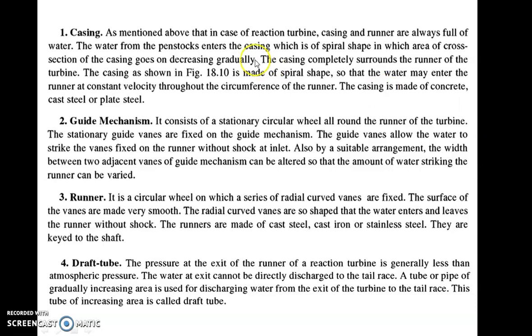Casing: as mentioned above, the casing in the case of a reaction turbine is always full of water, and the water from the penstock enters the casing which is of spiral shape. Spiral shape means the area goes on decreasing gradually, and the casing completely surrounds the runner of the turbine. It is spiral so that water may enter the runner at constant velocity. It is given that shape in such a way that to each guide vane the water will enter at a constant velocity throughout the circumference of the runner, and that's a very important function of the casing. It is generally made up of concrete, cast steel or plate steel.